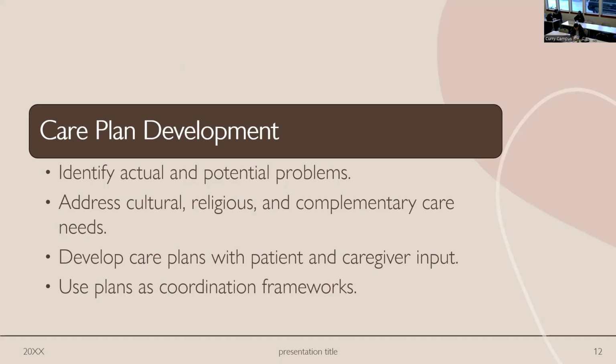Addressing cultural, religious, or complementary care needs. So respecting the patient's religious beliefs by involving a chaplain at end of life care. Consider herbal medication preferences in the care plan. Develop care plans with patient and caregiver input. An example would be collaborating with family members to create a nutrition and activity plan for a patient recovering from surgery. And use plans as a coordination framework.